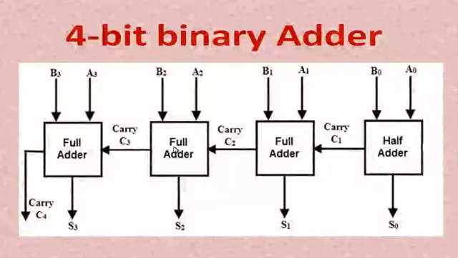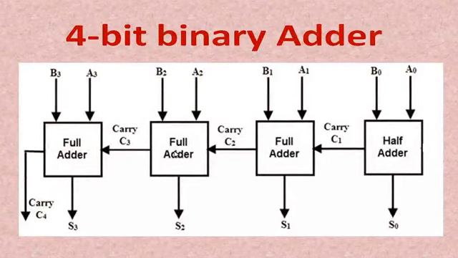A 3-bit full adder cannot perform the 4-bit binary addition, so there is a modification in hardware, and this is the block diagram of the 4-bit binary adder. In this 4-bit binary adder, there is a combination of half adder and full adder. By using these 3 full adders and 1 half adder, we can construct the block diagram of the 4-bit binary adder.